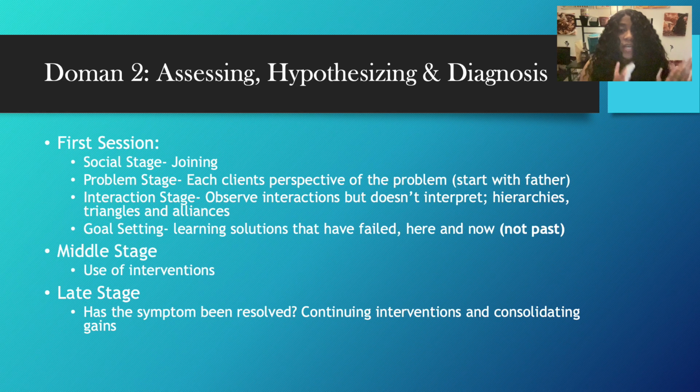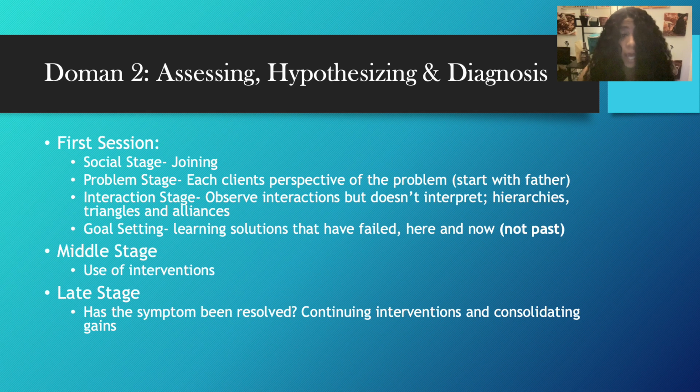So this is your classic phase of therapy for strategic therapy. Your first session has 4 stages: social, problem, interaction, and goals. Your social stage, you're going to be joining, connecting, getting to know the family. Your problem stage, getting to know each client's perspective on the problem. But Jay Haley and Salvador Minuchin both were really big on the man. So they're going to ask the father what's going on first.